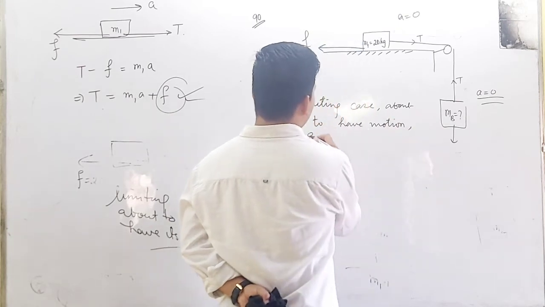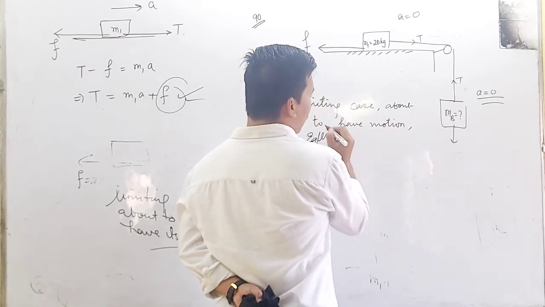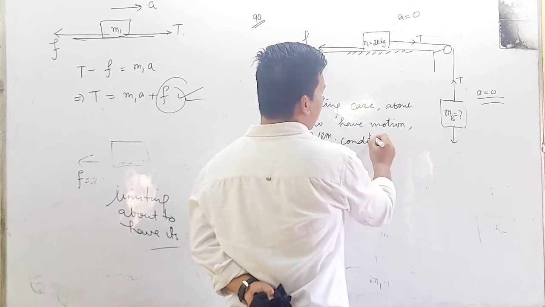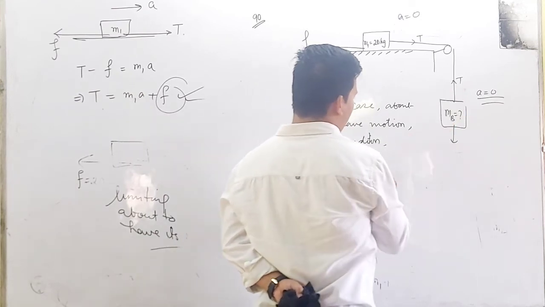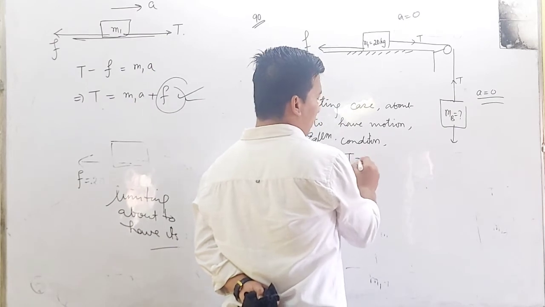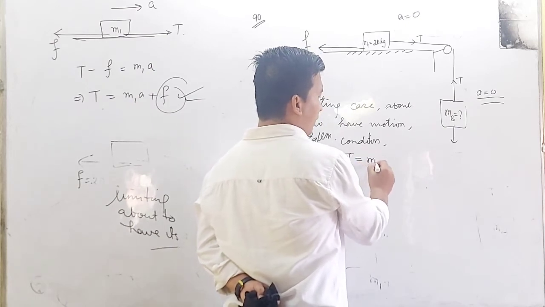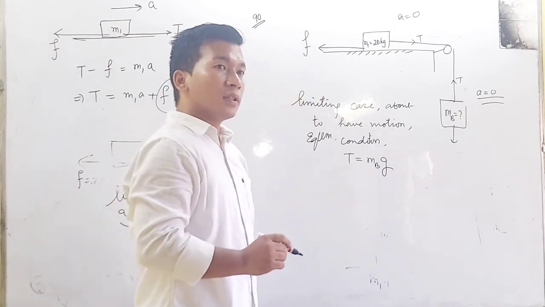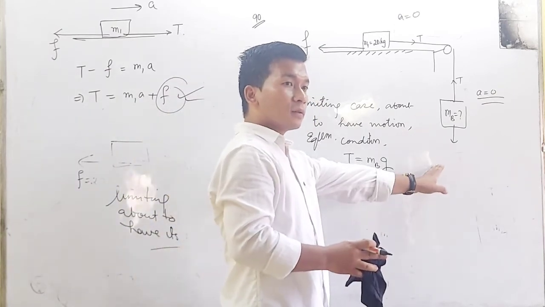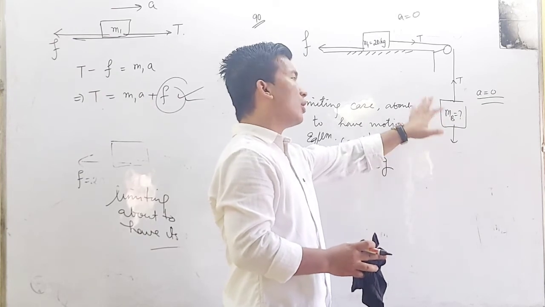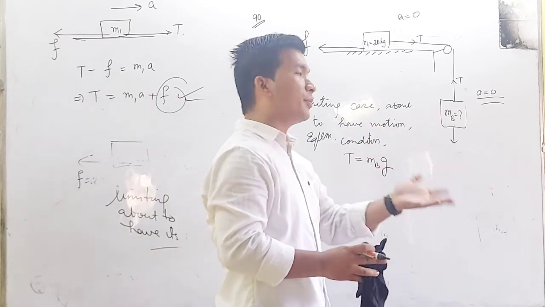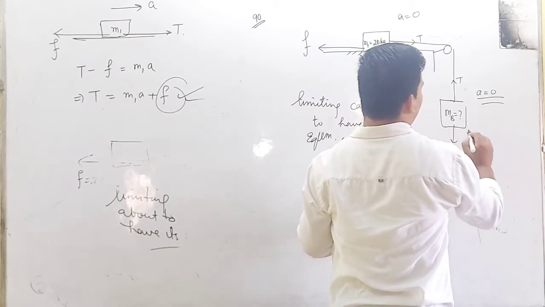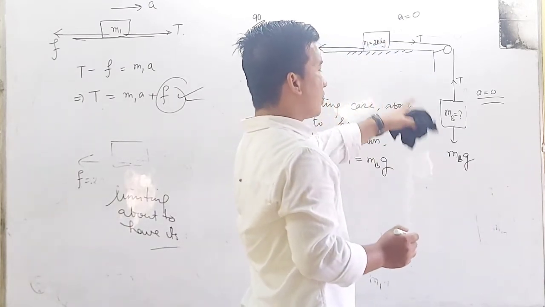About to have motion is the equilibrium condition. In the equilibrium condition, T is equal to mBg. The hanging mass will still be hanging. The motion is about to begin. This is mBg, and the sum of accelerations is 0.